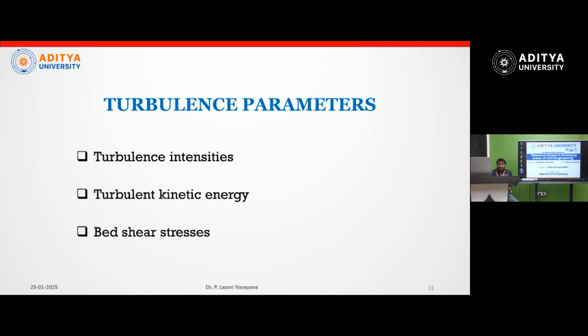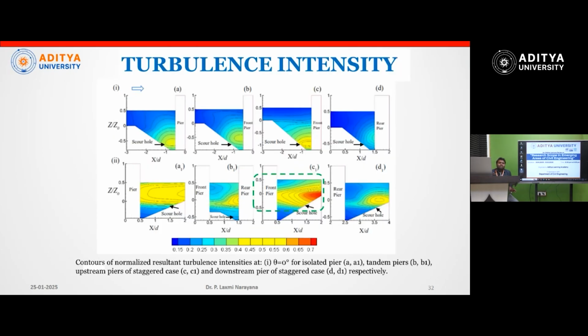And of course, after the basic dynamics has been completed, now it is time to study how the turbulence is. In turbulence, the main three parameters are there: one is turbulence intensity, turbulence kinetic energy, and Reynolds shear stresses or bed shear stresses. So these three are very, very important to understand how the turbulence is. So basically, what is the intensity?